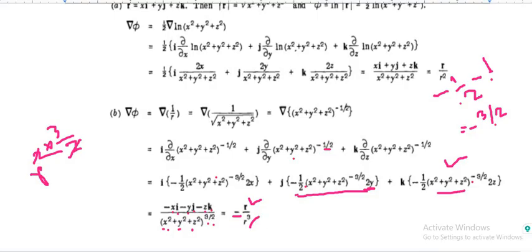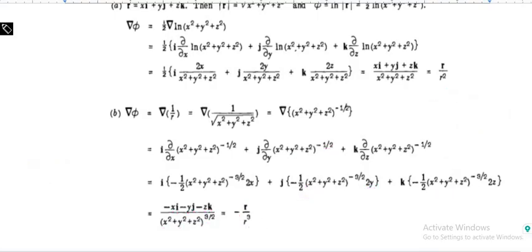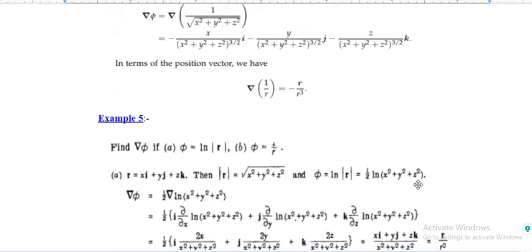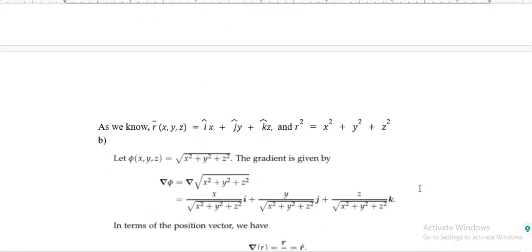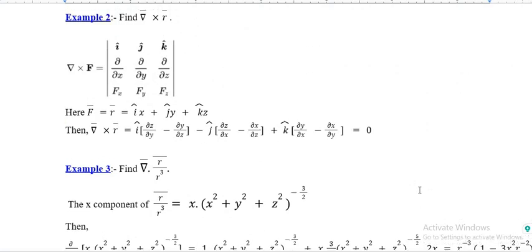So we have discussed the basic idea about the position vector, and some operators related to the position vector.